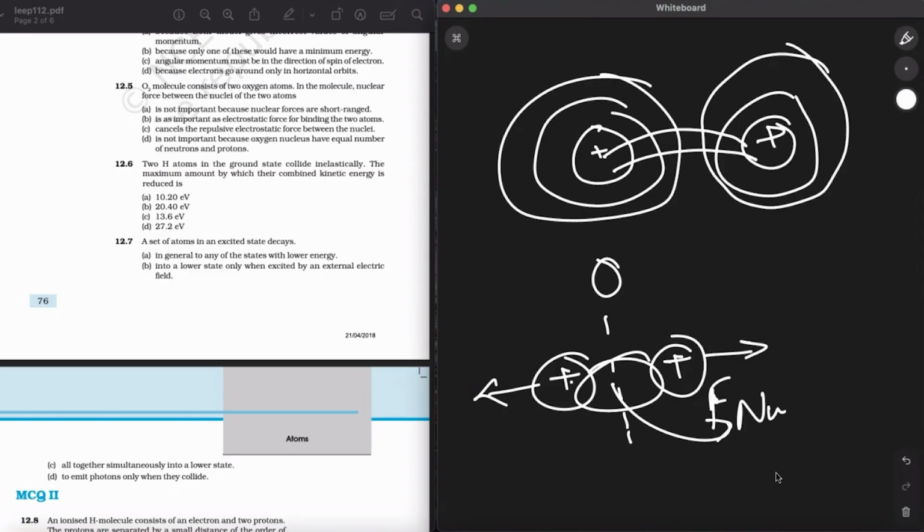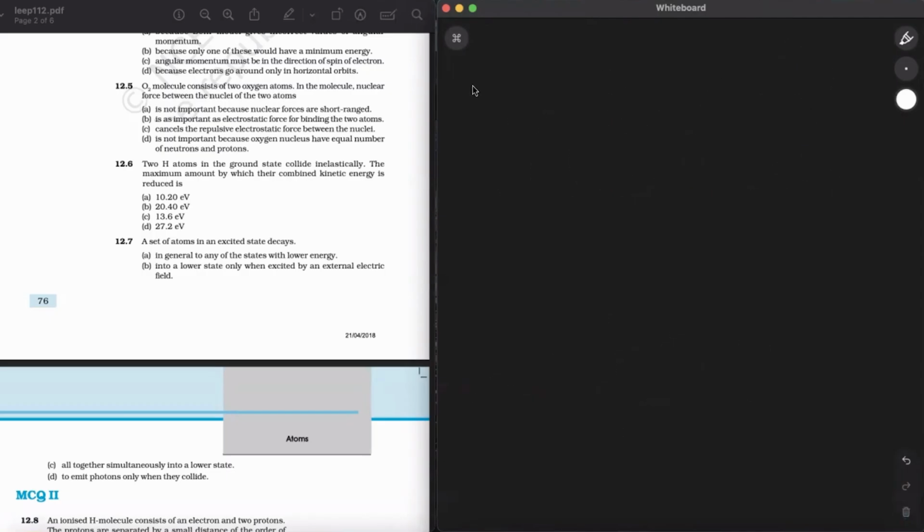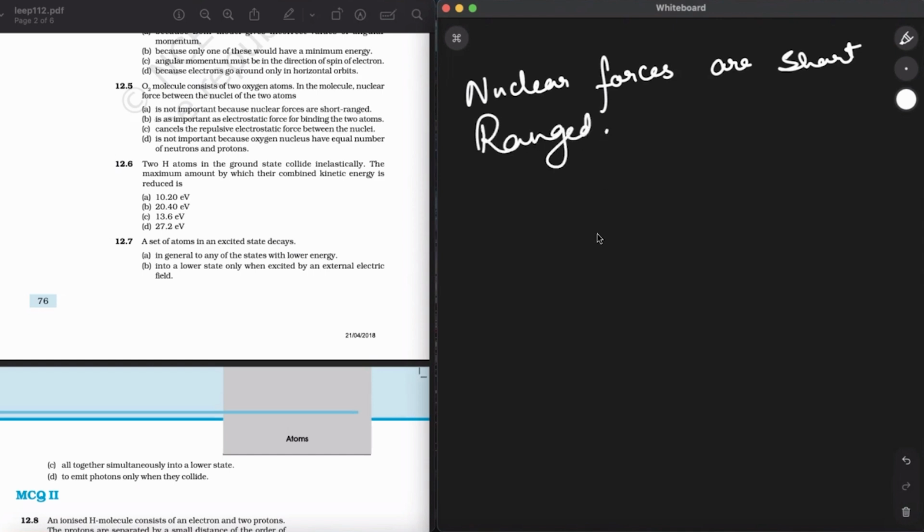Now checking option B: it is important as electrostatic force for binding the two atoms. No, incorrect, because the force reduces to a low value, even zero, if the distance is more than a few femtometers. I have already told you. Nuclear forces are short-range, first of all.